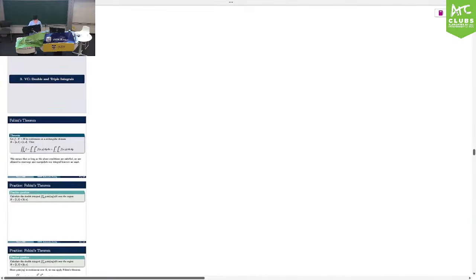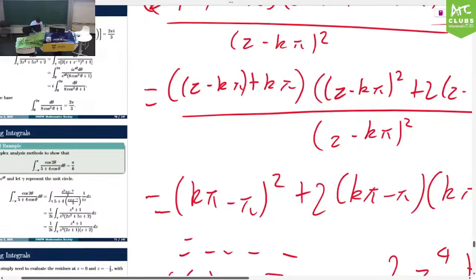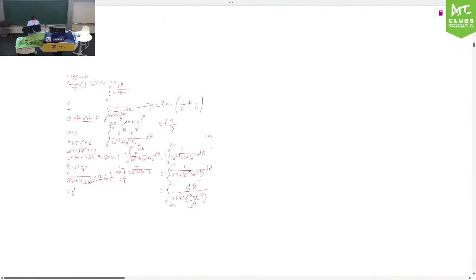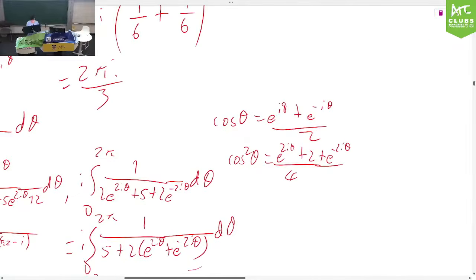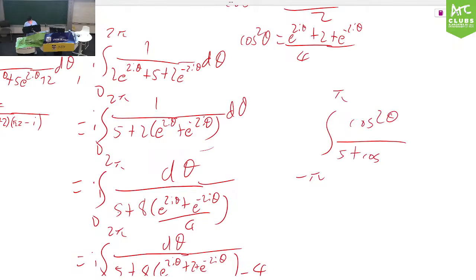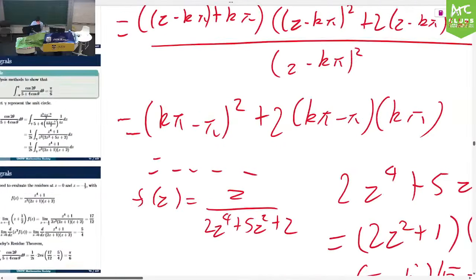All right. Okay, we're not done yet. Next, the integral from negative pi of cos 2 theta over phi plus cos. I believe that's what it was. Easy.